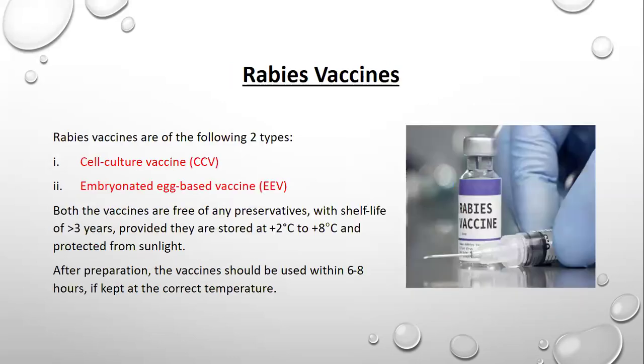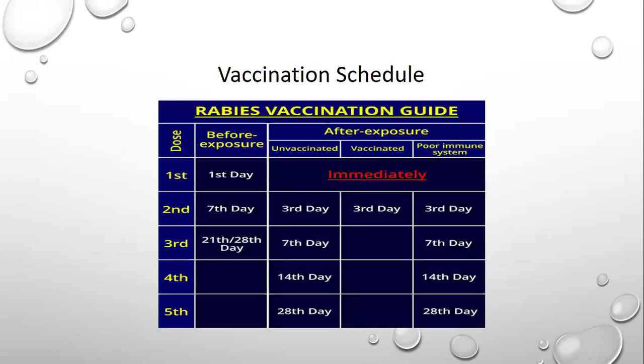Rabies vaccine. Rabies vaccines are of the following two types: cell culture vaccine, CCV, and embryonated egg-based vaccine, EEV. Both of these vaccines are free of any preservatives with shelf life of greater than 3 years, provided they are stored at 2 to 8 degrees Celsius and protected from sunlight. After reconstitution, the vaccine should be used within 6 to 8 hours if kept at the correct temperature. This is the vaccination schedule before exposure and then after exposure.